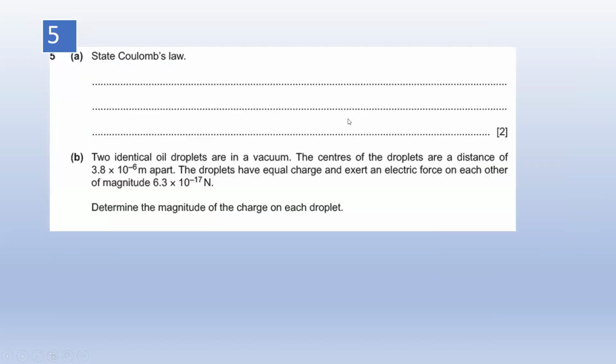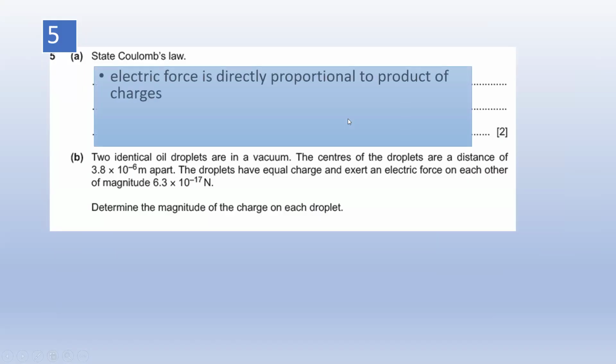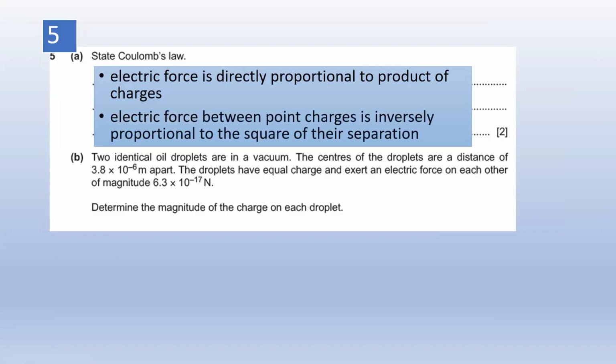Take Coulomb's law. Electric force is directly proportional to the product of the charges. Electric force between point charges is inversely proportional to the square of their separation. You can combine the two together. That's how they will look for it in your mark, in giving you the mark.